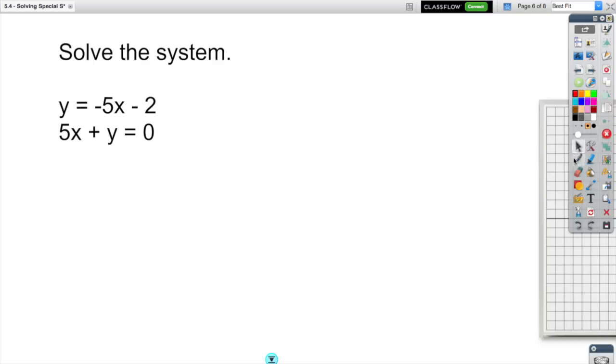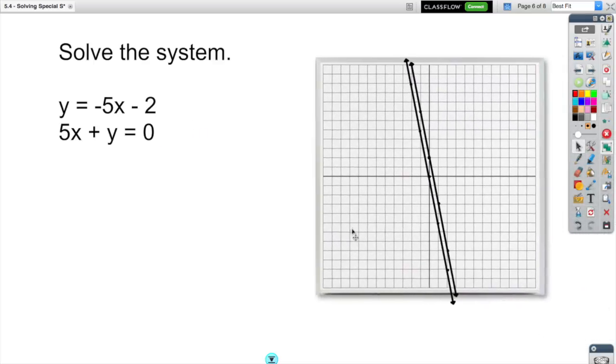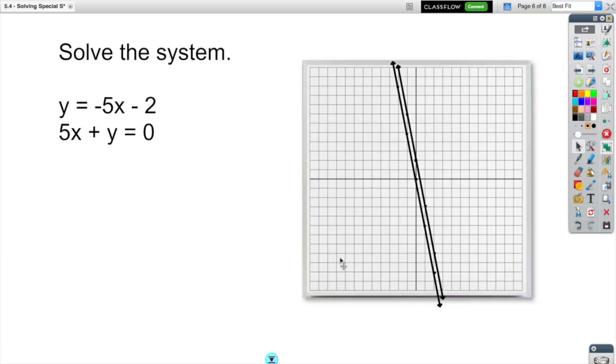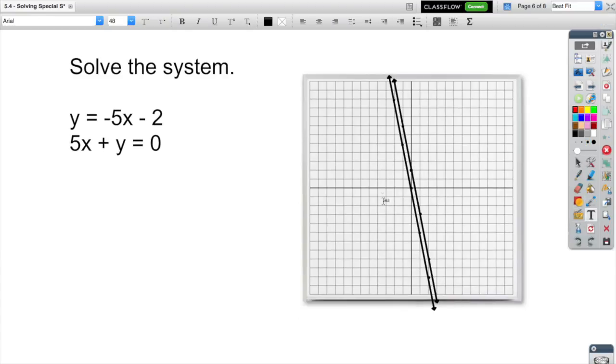Now, I've already graphed it. If I were to graph it, I get this graph. Two lines running parallel with the same slope. So because they're parallel, they never touch. And so like we were just discussing, that means this system would have no solution.